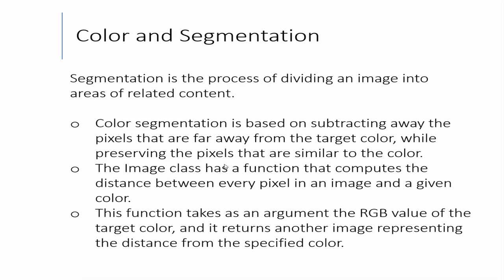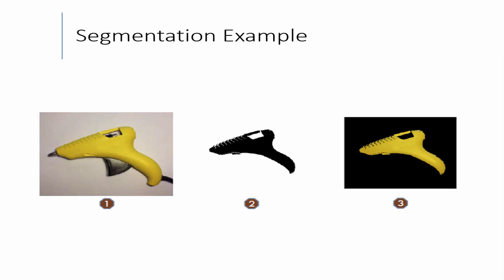Let's take a look at color and segmentation. Segmentation is the process of dividing an image into areas of related content. Color segmentation is based on subtracting away the pixels that are far away from the target color, while preserving the pixels that are of similar color. The image class has a function that computes the distance between every pixel in an image and a given color. This function takes an argument, the RGB value of the target color, and returns another image representing the distance from the specified color.